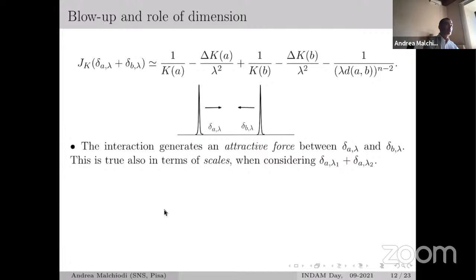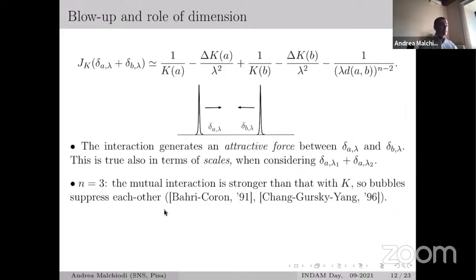So this is true not only in terms of the location of the bubbles, but also in terms of the scales. I could have done the same Taylor expansion, but centering the bubbles, say, at the same point A, but with two scaling parameters, lambda1 and lambda2 of different orders. If you do the same, then not only the centers, but also the two lambdas, they want to come closer.